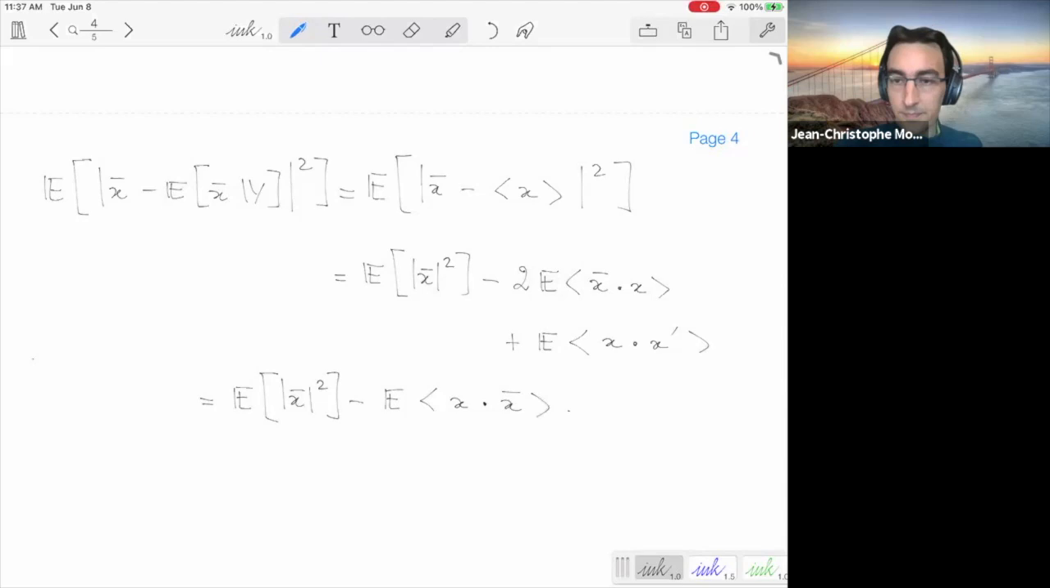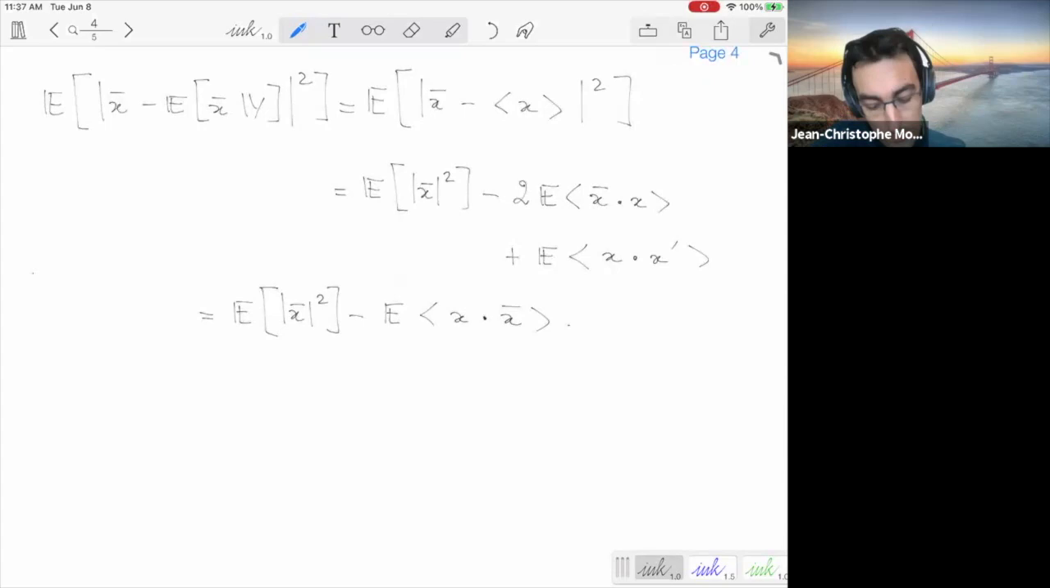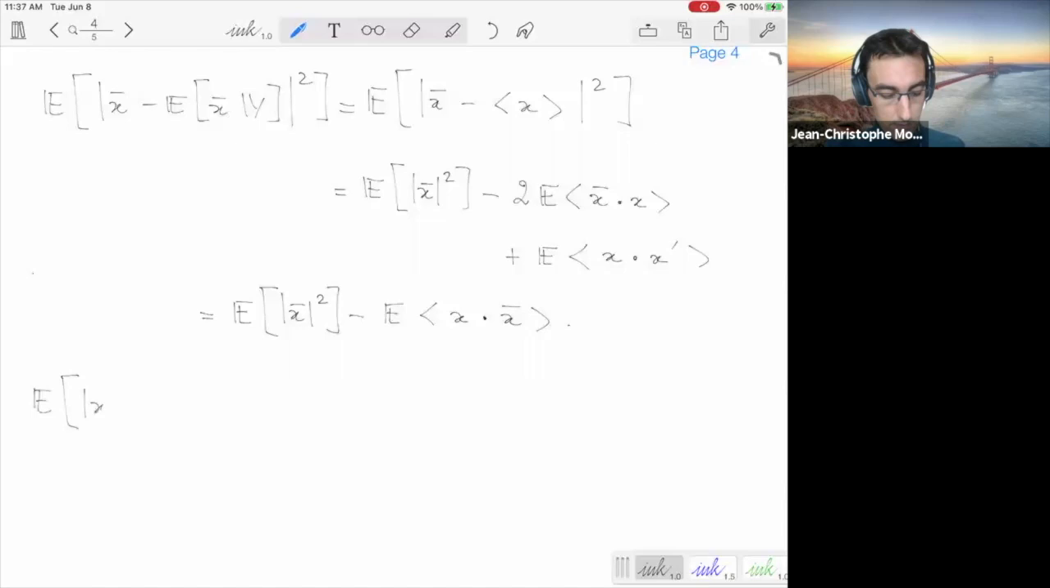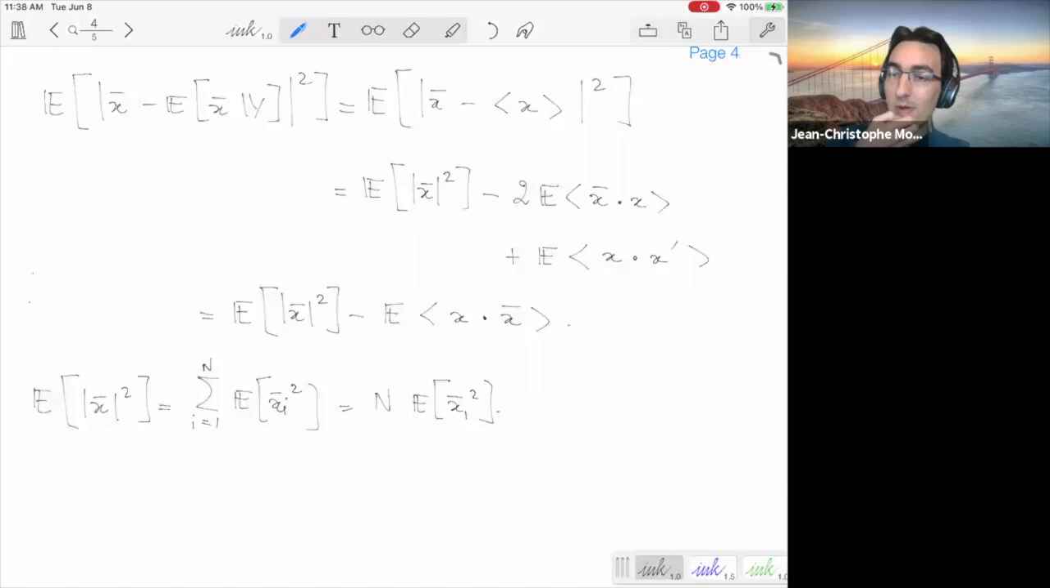First, let me point out that this quantity is very simple to understand. It is only about this vector x bar, which we know about. Explicitly, if I write that quantity, this is the sum of the expectation of x bar i squared, and so this is just n times the expectation of x bar one squared. We assume we know how x bar one is distributed, so we can compute this number. So this is not the mysterious part.